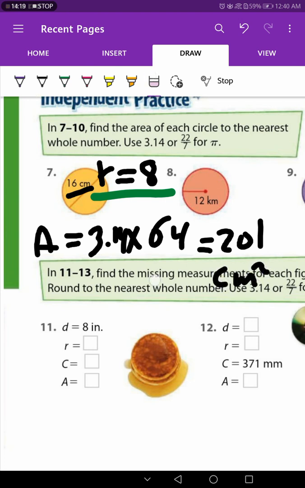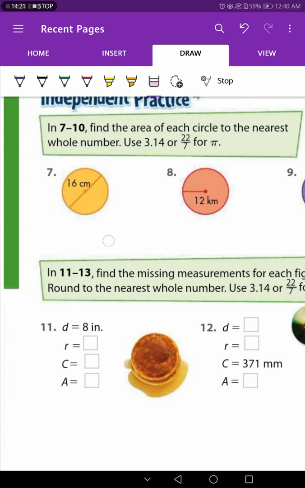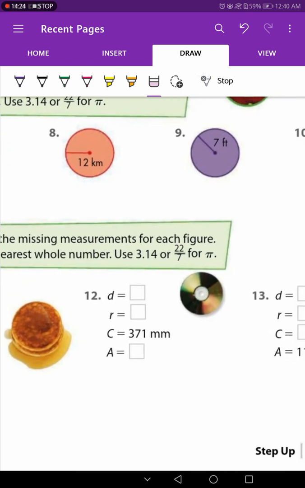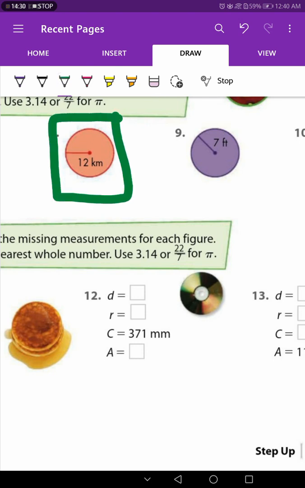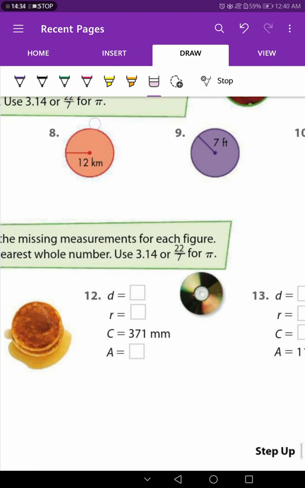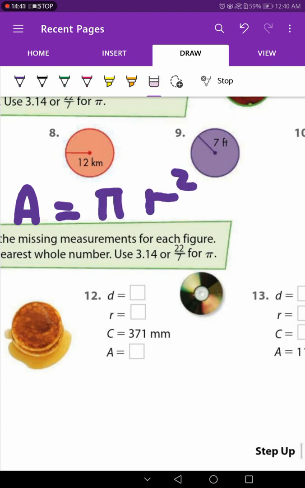Okay, my dear students, now let us move to question number 8. The first question that you have to ask yourself is: is it R or D? Here, as you see, it is R. So go to the law of the area, pi R square. Remove the R and write its value. 12 square is 144.